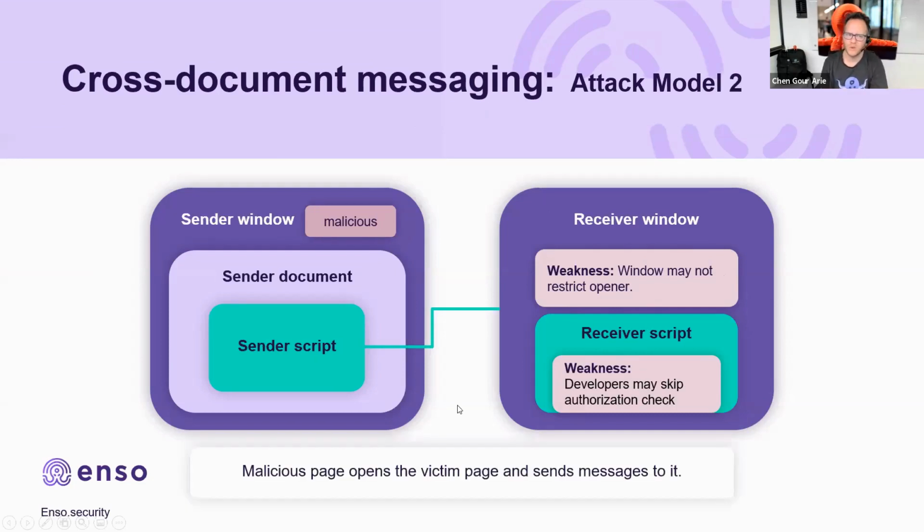The second attack model, which is the more interesting one, is where the sender document is the malicious one. It mounts the receiver document. It abuses the weakness of the window may not restrict opener again. It's the same opening weakness. And then the weakness on the receiver script that is being exploited is that developers may skip the authorization check. And I think this is the biggest weakness here.